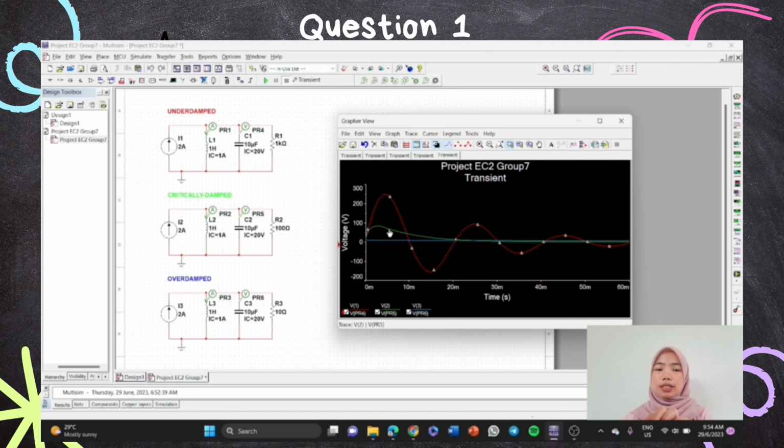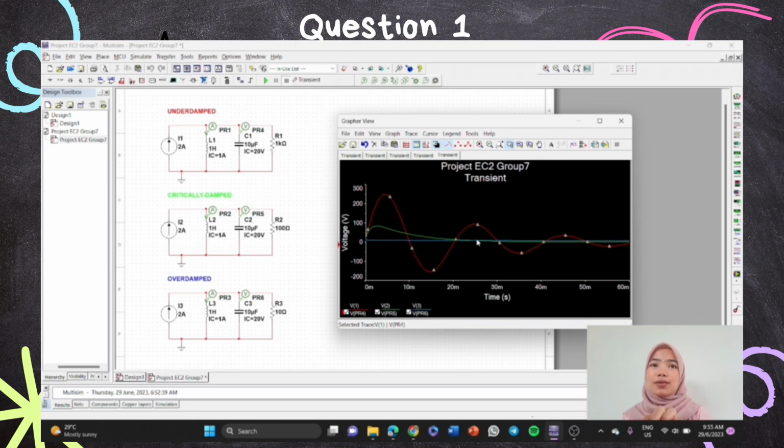The critically damped response reaches the steady state value fastest of all. In the ideal case, it should not have oscillation to reach steady state. And for the overdamped response, the blue color, the response also doesn't oscillate to reach the steady state value, but in this case, it may take longer to reach steady state.